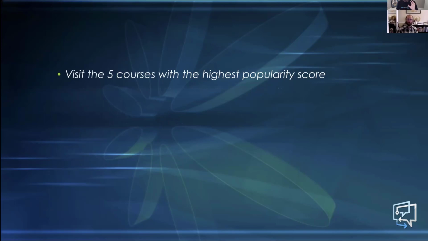to visit the five courses that have the highest popularity score. So you research 10 to 50 courses and you apply a popularity score to all of those. Now get the top 5 popularity scores, and then go back into those 5 videos or tutorials and take note of the following.